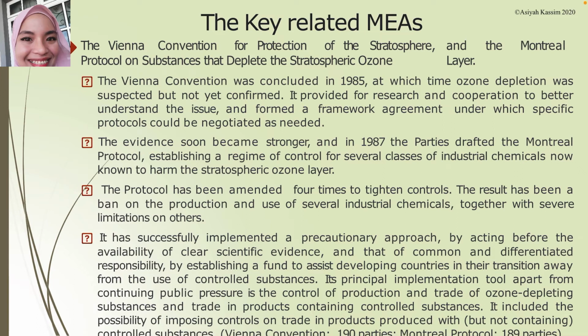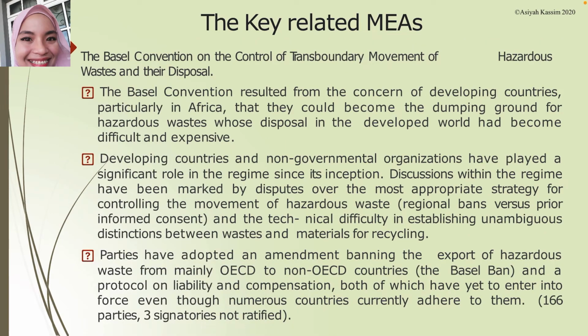The evidence soon became stronger, and they drafted another protocol that established a regime of control for several classes of industrial chemicals that can cause harm to the stratospheric ozone layer. It has been successfully implemented using a precautionary approach, acting before clear scientific evidence of the stratospheric ozone depletion was available.